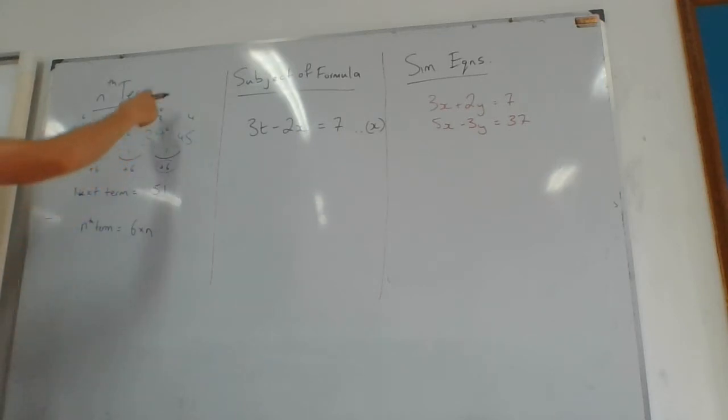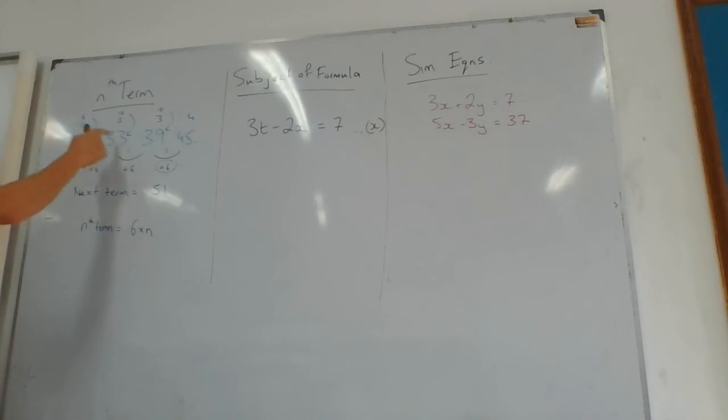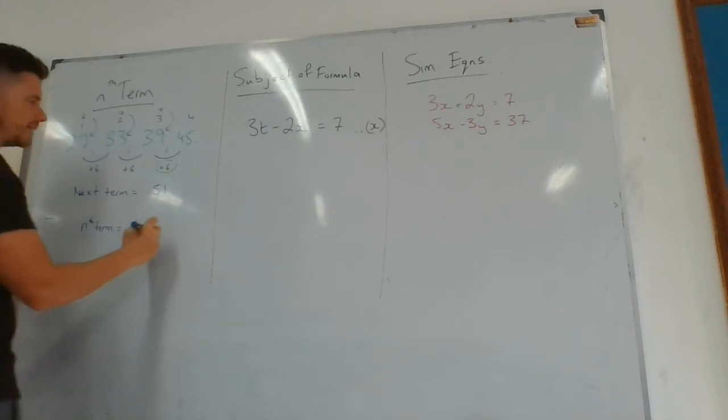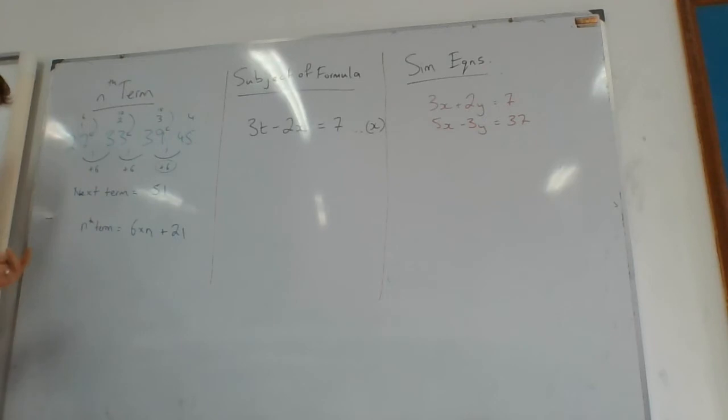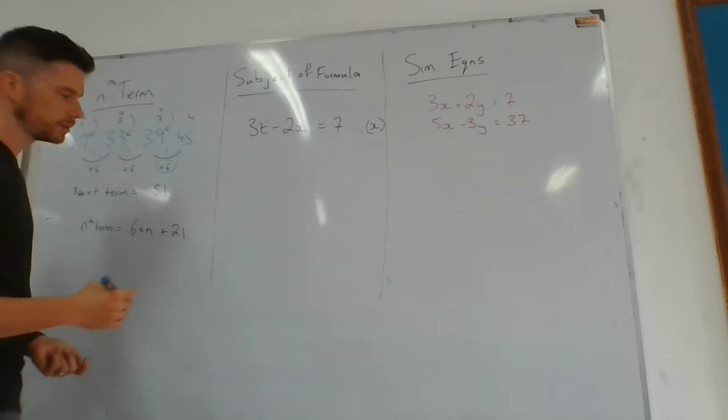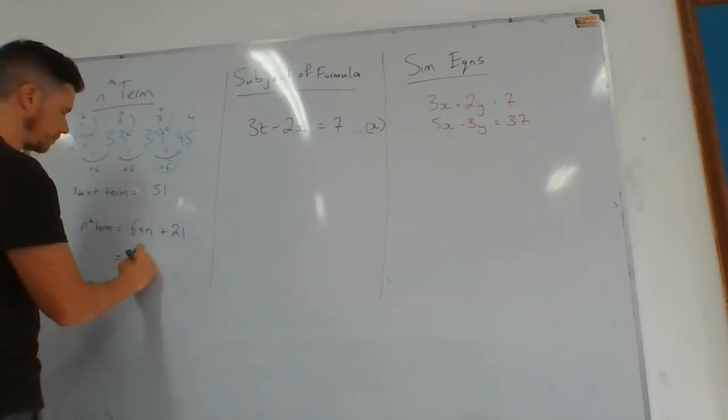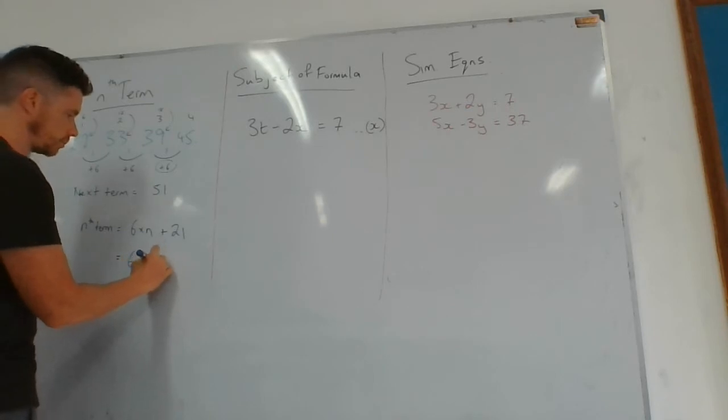Well, 39 take away 18 will give me 21. 33 take away 12 will give me 21. 27 take away 6 will give me 21. So if I add 21, that will give me the formula or the nth term for this sequence. 6 times n plus 21.